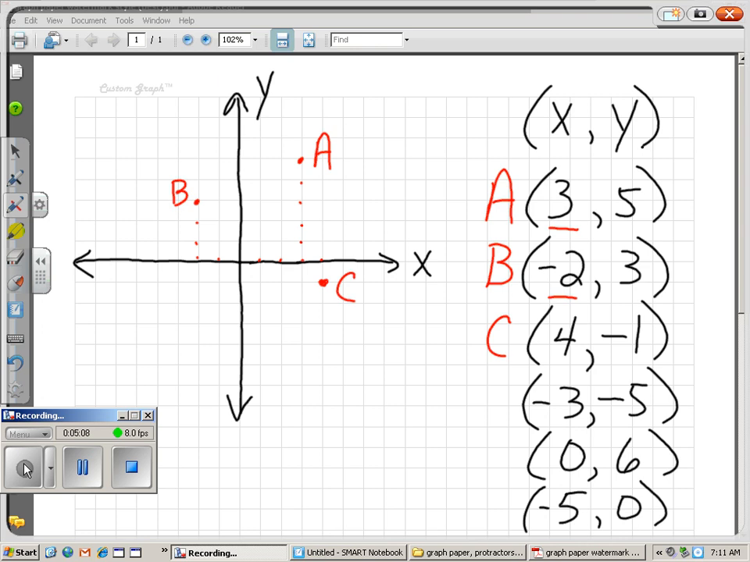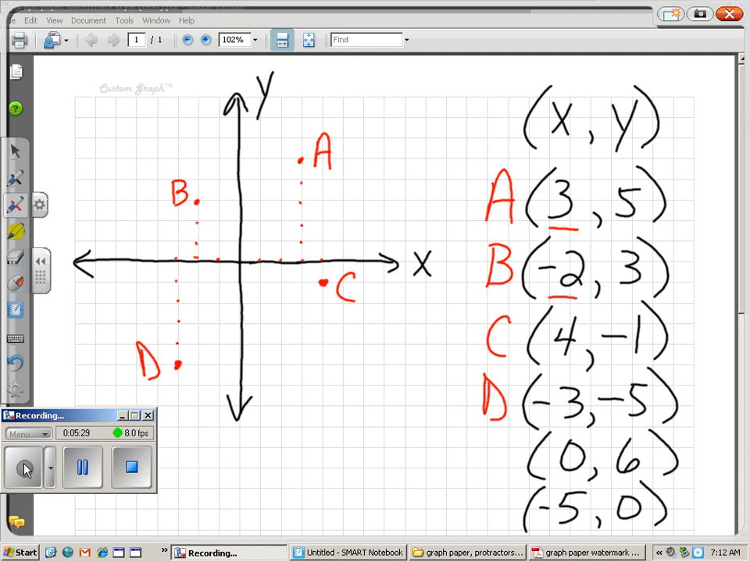How about point D? D is -3, -5. -3 on the x means go 3 steps left. So 1, 2, 3 steps left. And -5 on the y means go 5 steps down. So 1, 2, 3, 4, 5. And that's our point D.